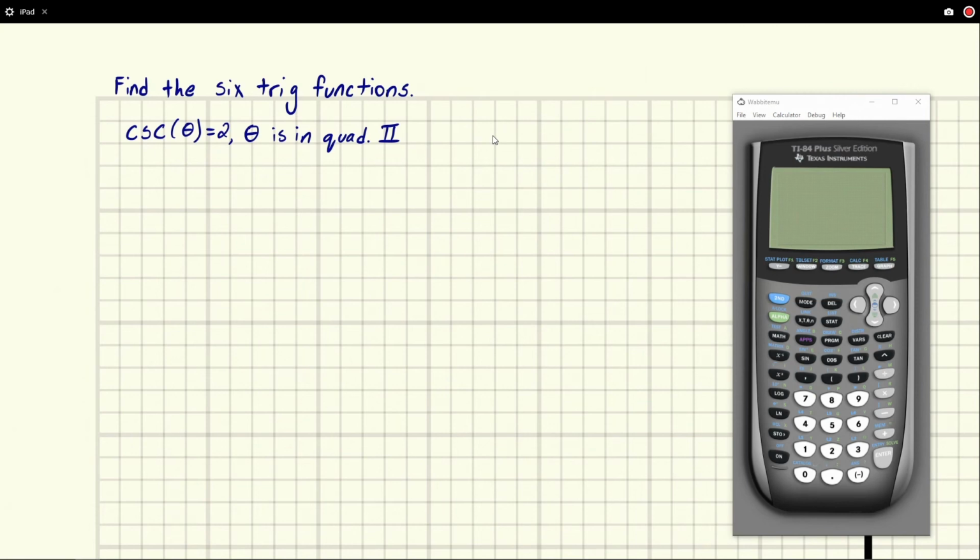Eric Burgess here, and we are told to find the 6 trig functions, and we're told some information. We're told that cosecant of theta is 2, and theta is in quadrant 2.